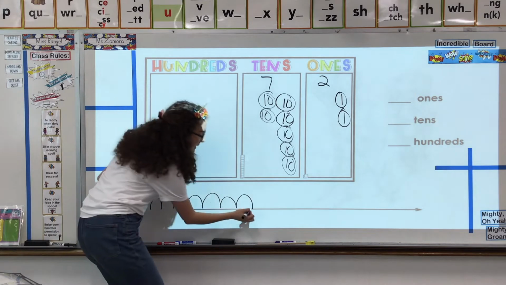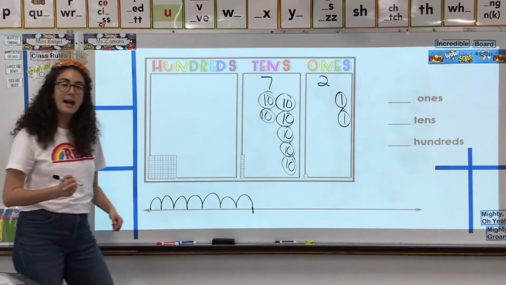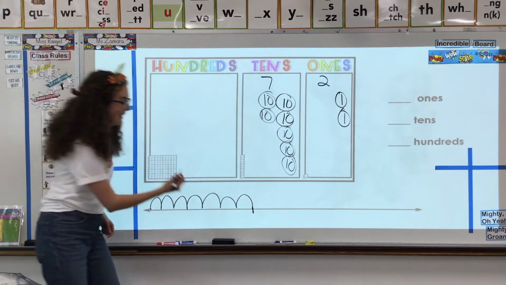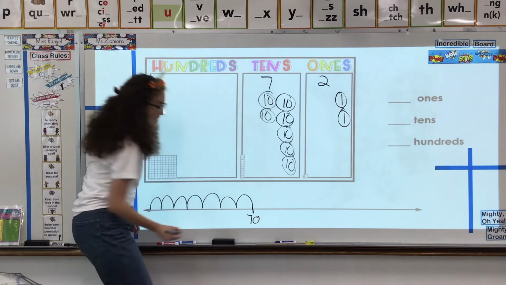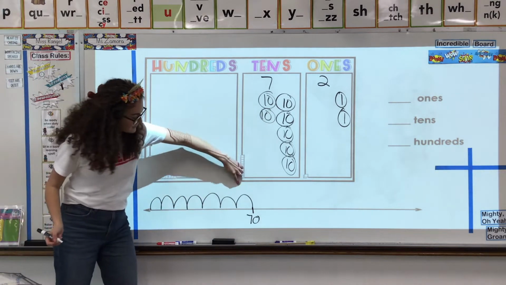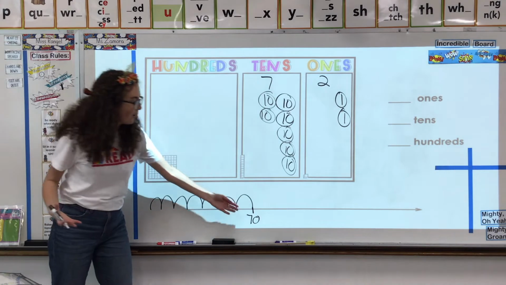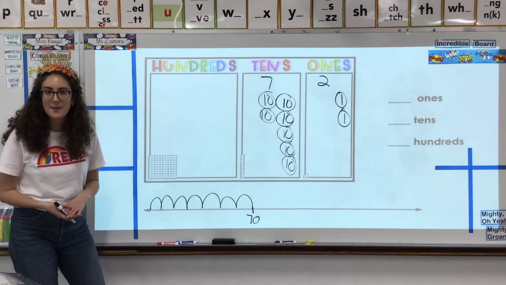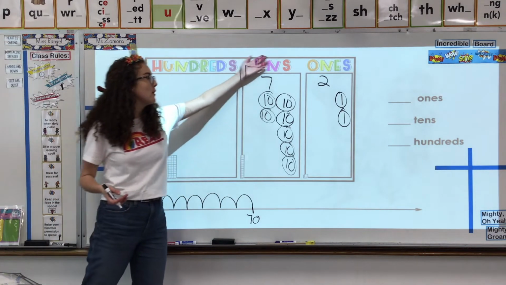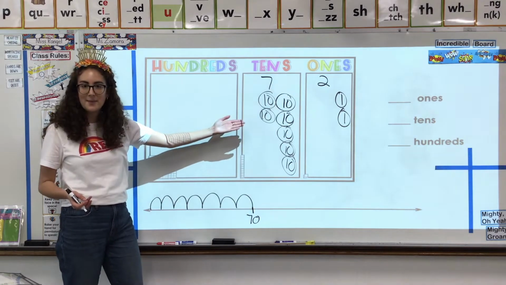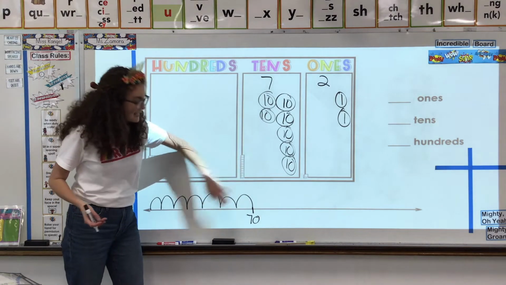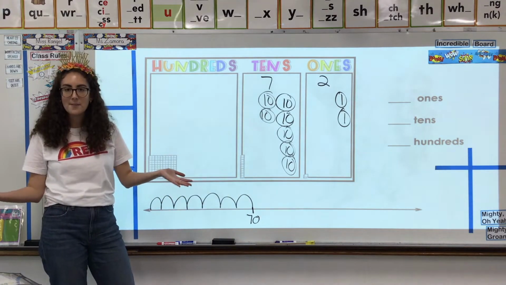And how much did we get? That value was 70. When we jumped up 10 7 times, we got to 70. That's the value of all of these tens. 7 tens is the same as 70.